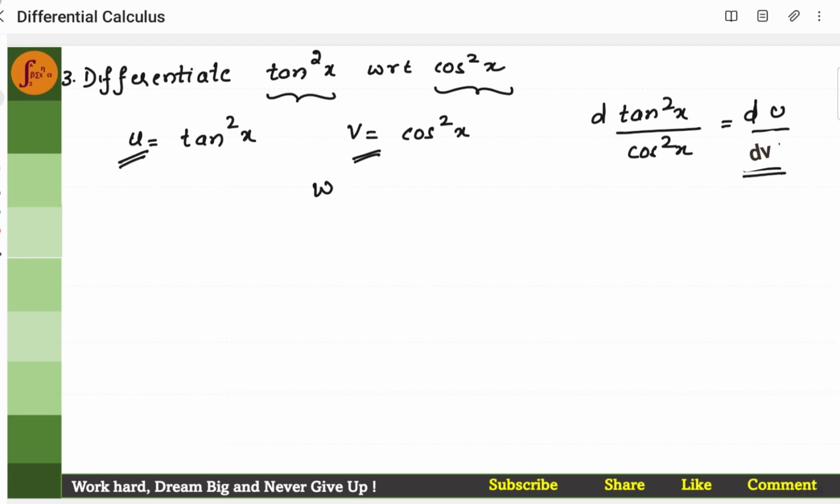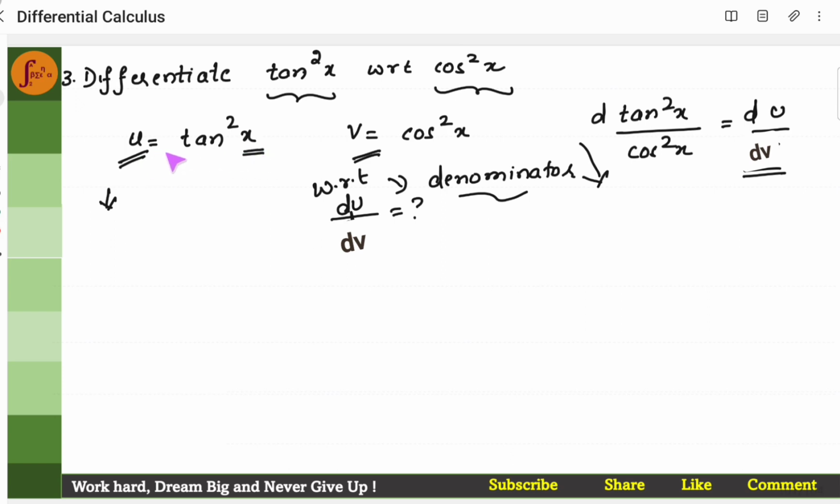When this is with respect to cos square x, that means this should be in the denominator. So it is du by dv, we need to find out. So let's first differentiate this separately, right? Now we'll have to differentiate with respect to x in this expression. So this will be du by dx.